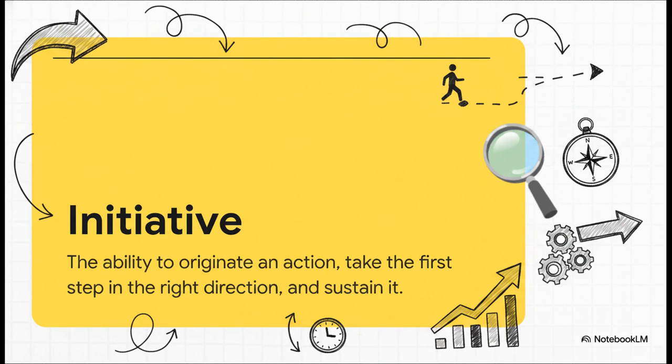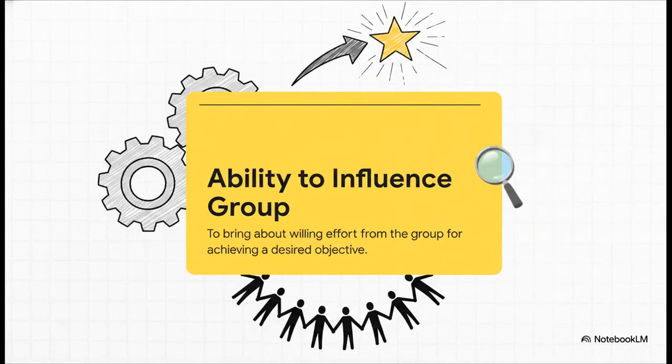So initiative here isn't just about having a good idea. According to this framework, it's really a 4-part quality. You have to be able to originate the action, have the guts to take that first step, provide the right direction, and maybe most important of all, sustain the momentum. And here's another really important distinction. The ability to influence isn't about power or command. It's the capacity to get willing and cooperative effort from your team. This framework actually says that this kind of willing effort is the main reason groups succeed.